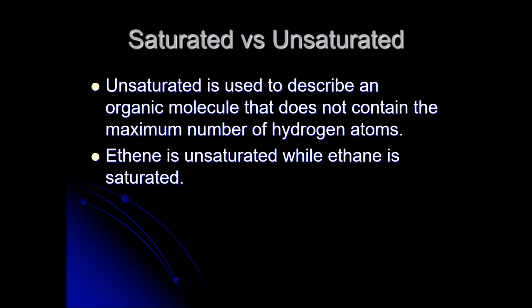Where you hear saturated and unsaturated often is in oils. We talk about polyunsaturated, meaning that it's unsaturated at many locations, more than one double bond. To be unsaturated, it requires just one double bond to be categorized as that, but you can have many multiple double bonds that cause something to be referred to as unsaturated.